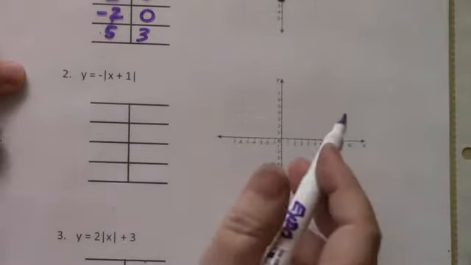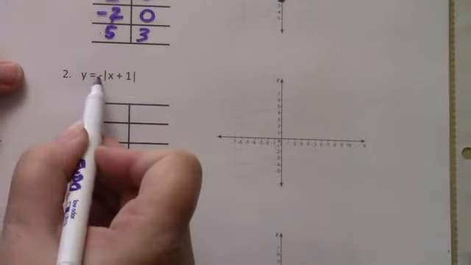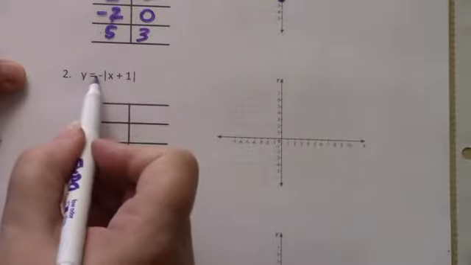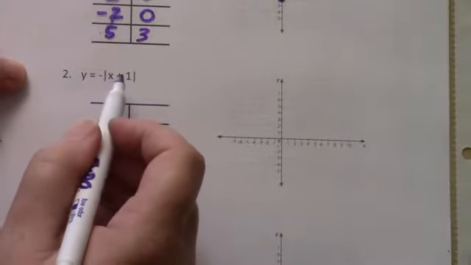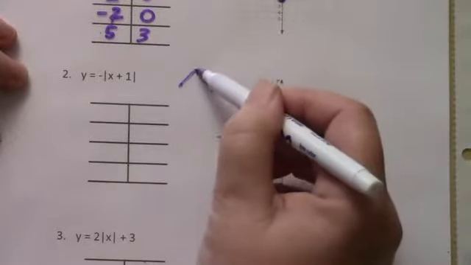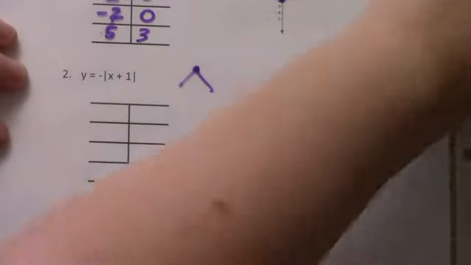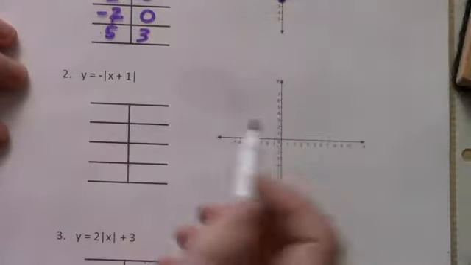Now, this time we're going to talk about this little negative that's in front of it. When the negative is in front of it, what that means is this graph is going to point down. Our vertex is going to be up and it's going to point down because we have flipped it to the opposite. So let's see what this looks like.